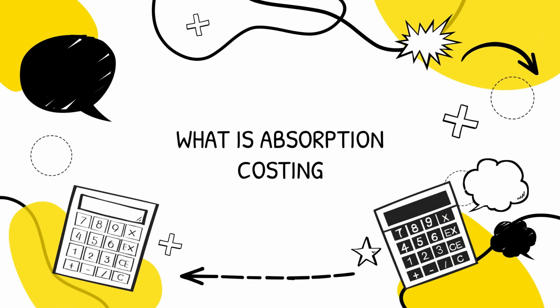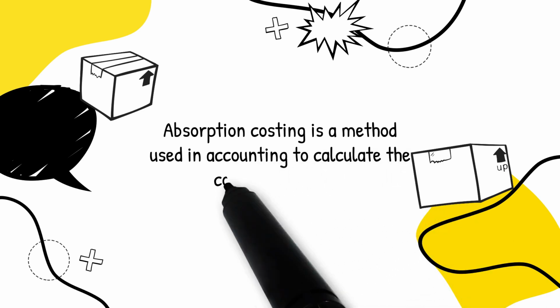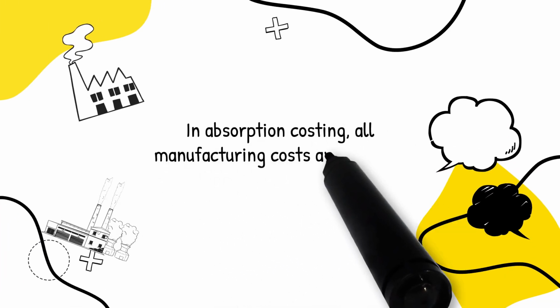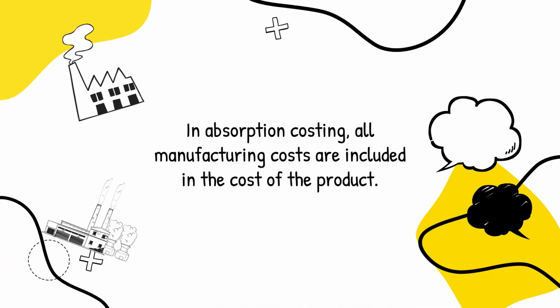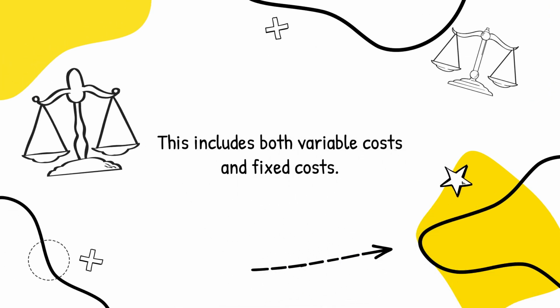What is absorption costing? Absorption costing is a method used in accounting to calculate the cost of a product. In absorption costing, all manufacturing costs are included in the cost of the product. This includes both variable costs and fixed costs.